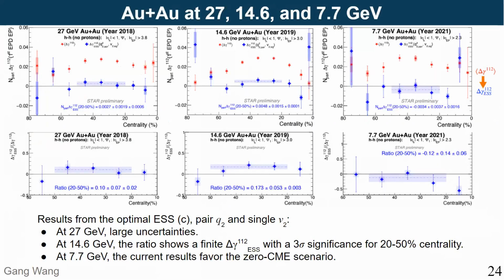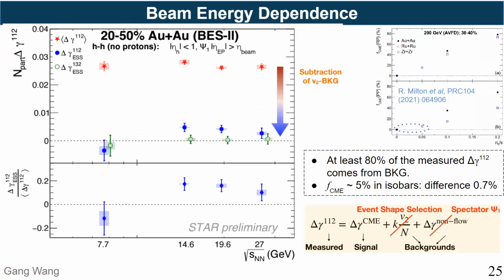Then we also did this for 27 GeV, 14 GeV, 7 GeV. I won't go through these details. Let's come to the money plot. These are the 4 data points before the event shape selection, and the blue points are after event shape selection. If you look at this fraction, it's around 20%. So that means the method removes at least 80% of the background.